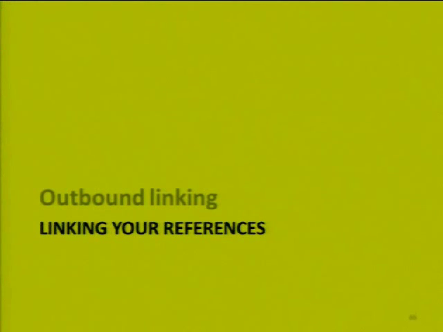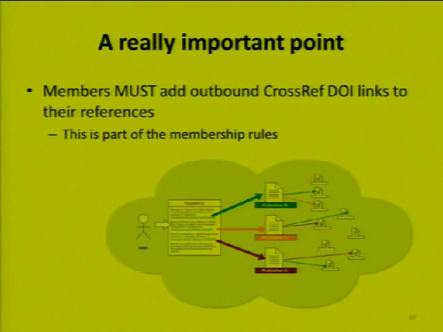Now, finally, the interesting bit for all of you that are not members is linking your references. This is really important. Ginny mentioned in her talk that one of the rules of being a CrossRef member is that you should add DOI links into your references. So when you publish an article, the references at the end of that article, or book chapter if you're publishing books, should have DOIs in those references where you can find them. And this is part of this online readership need to read something and link from article to article to article to article. And so you really should put links into your references.